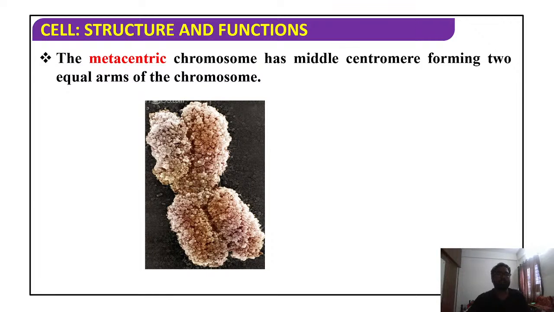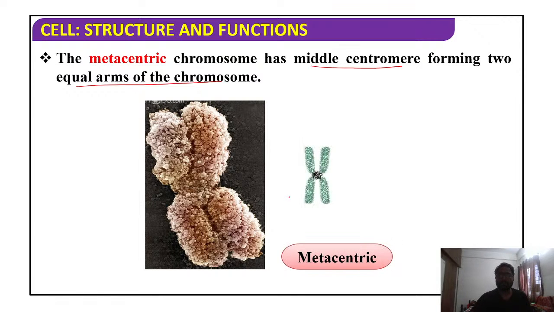Now let me talk about the first form of chromosome, metacentric, students. A metacentric chromosome has a middle centromere forming two equal arms of the chromosome. See here, students, how this is. What is this? Middle centromere.